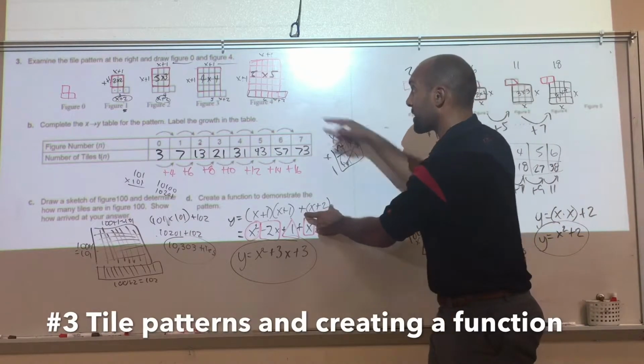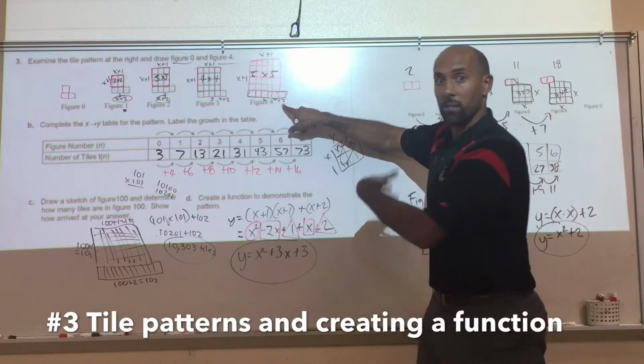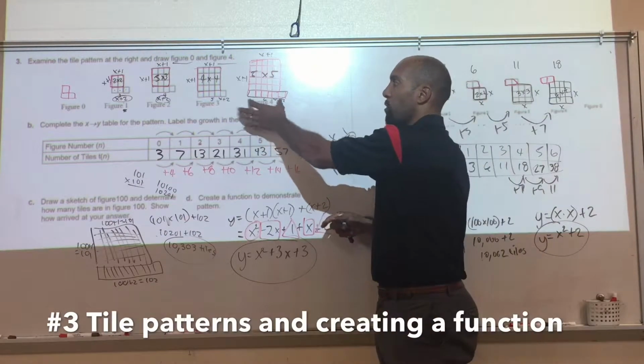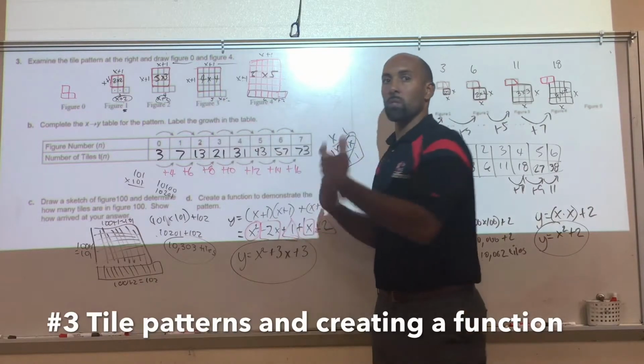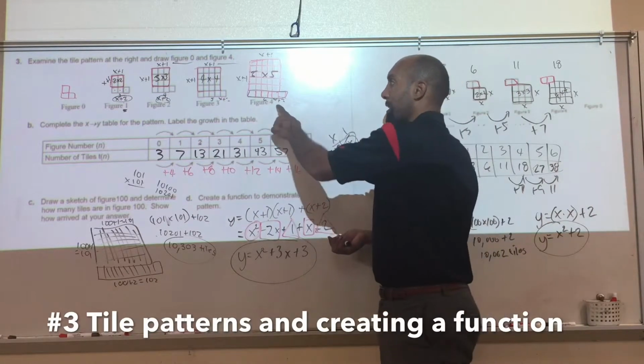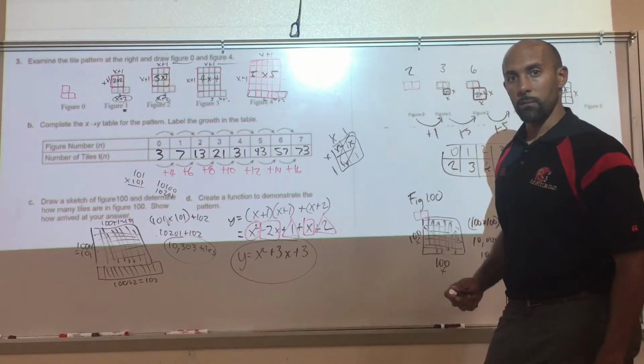Then we added the bottom here, because remember that increased every time. If it was figure 4, there was 6. If it was figure 3, there was 5. It was always 2 more than the figure number. So we did x plus 2. So we added x plus 2, and that's how we got our equation.